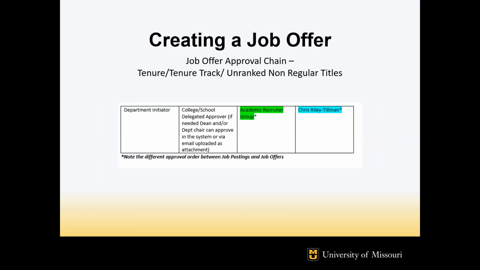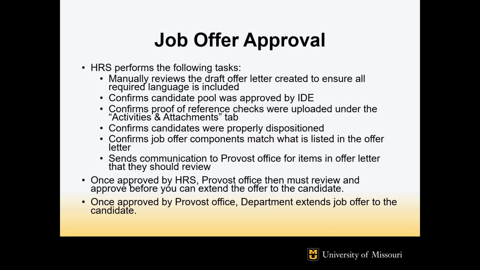Okay. Just as with posting approval, you need to add a few people to the approval chain after you. The chain should go from you as the department initiator to your college school delegated approval, then the recruiter group, which is me, and then Dr. Riley Tillman. For abridged postdocs, you would not have to add Dr. Riley Tillman since you will upload the approval from the postdoc office instead.